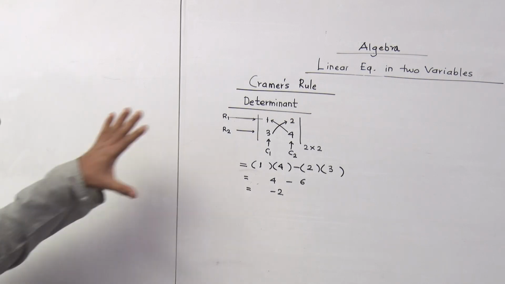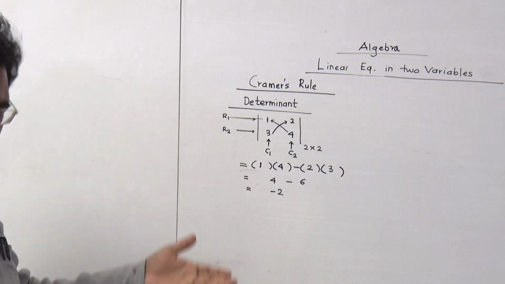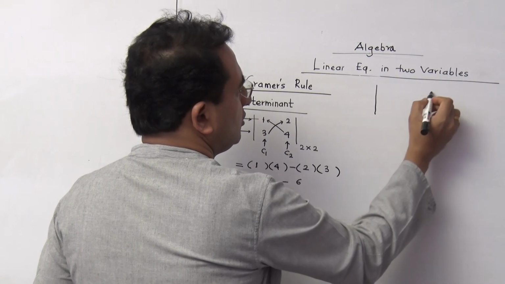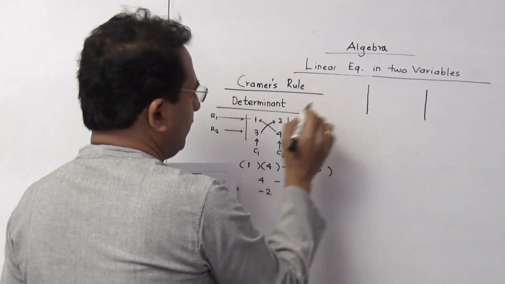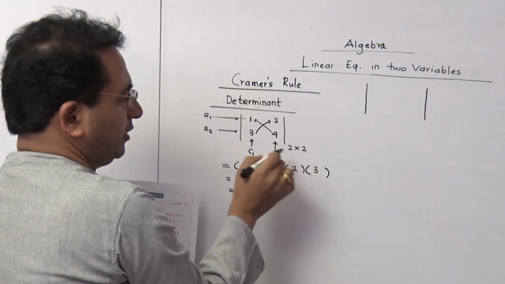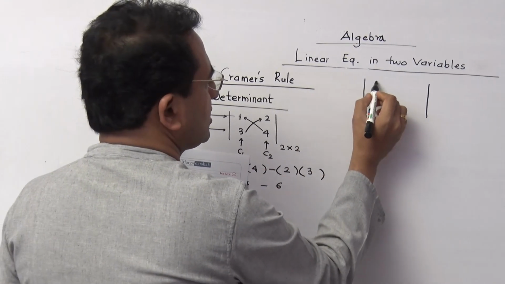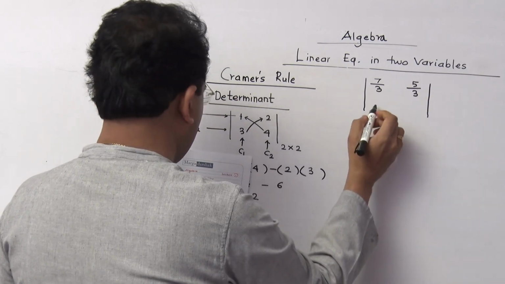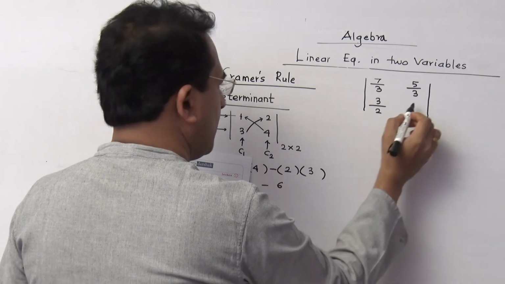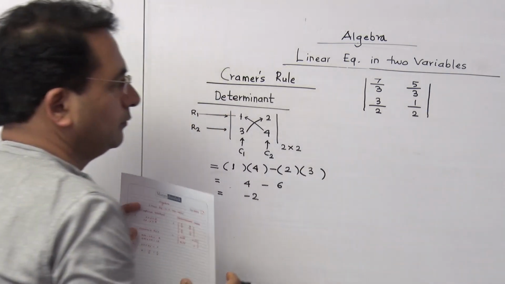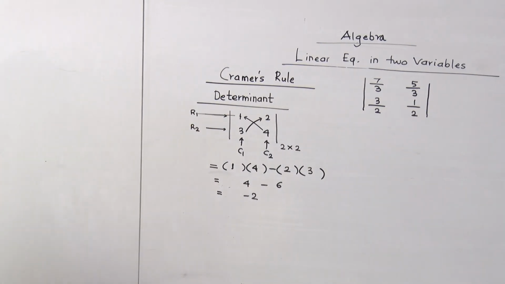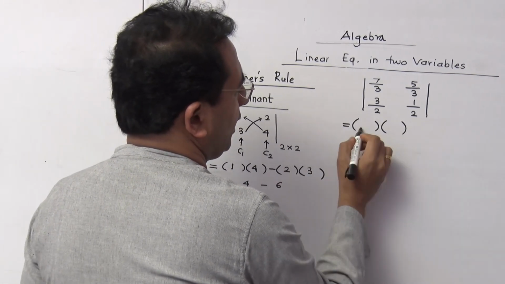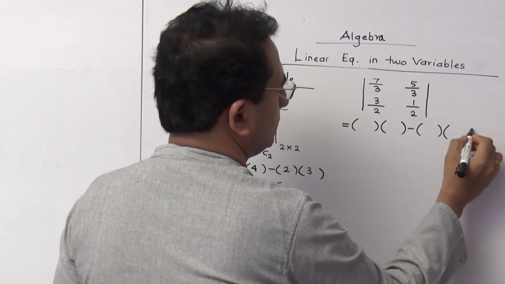Now if this is simple, then it is for 1 mark. But suppose the question is asked to you like this. Now they have included these questions in your textbook. Suppose we have a determinant only of this type, 2 by 2. It is 7 upon 3, 5 upon 3, then 3 upon 2 and then 1 upon 2. Now the procedure is the same. We have to put 4 brackets here. Bracket, bracket, minus, bracket, bracket.